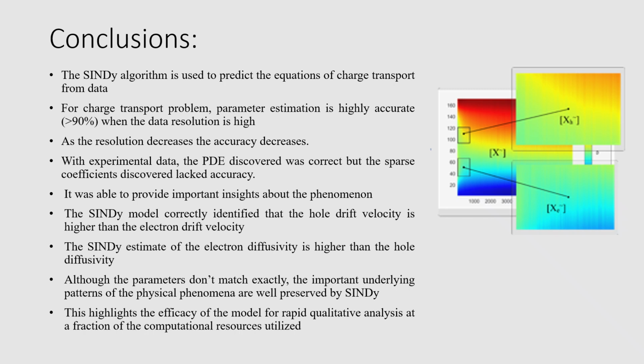So this highlights the efficacy of the model for rapid qualitative analysis at only a fraction of the computational cost that is required in case of traditional computational models.